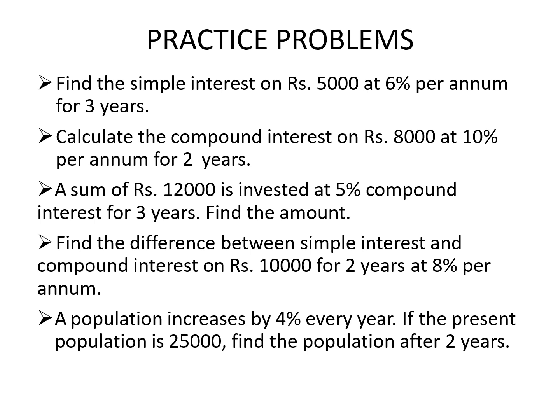Fourth one, find the difference between simple interest and compound interest on 10,000 for 2 years at 8% per annum. The last question is, a population increases by 4% every year. If the present population is 25,000, find the population after 2 years.